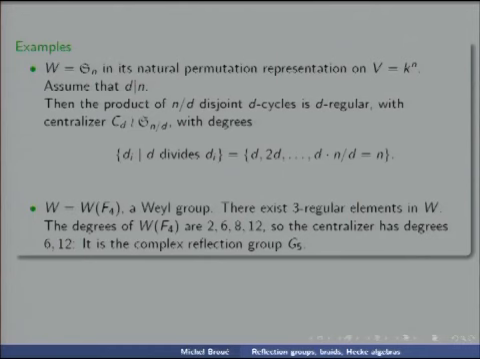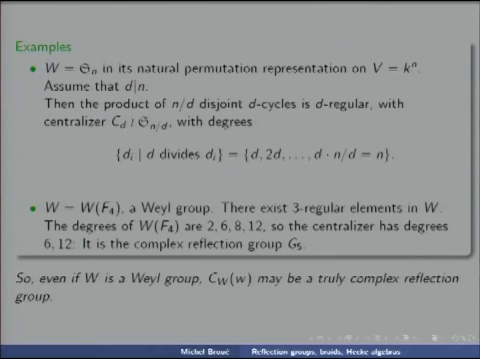And that shows what? That shows that even if you start with the Weyl group, this new way of constructing finite reflection groups, the centralizer of a regular element, may provide what I call a truly complex reflection group. By truly complex, I mean not real.